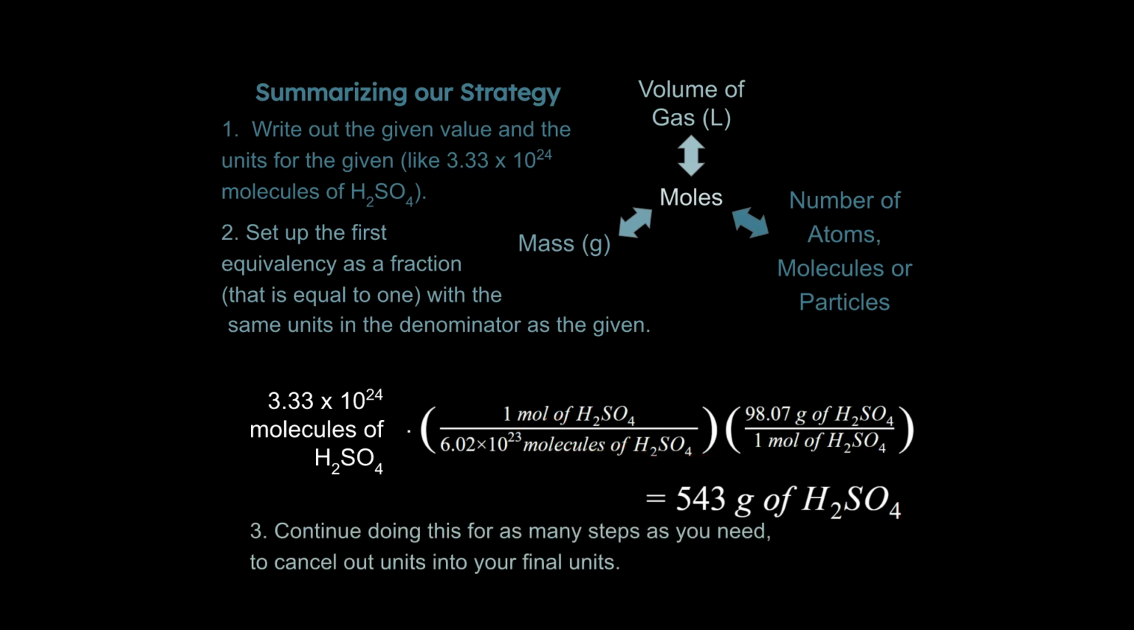And then you just continue that process. In this case, we needed to make two jumps. We needed to have two conversions here. So we had to go from molecules to moles and then from moles to mass. So you just continue doing this for as many steps as you need to cancel out units into your final unit. So you're looking for your final units, which in this case would be grams of H2SO4. I've canceled out everything else in this problem and I end up with grams of H2SO4. That tells me it's time to stop the problem.